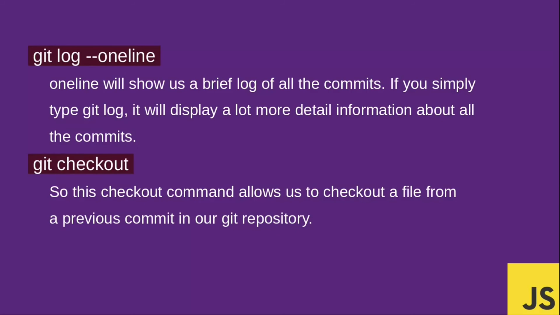Next, we have the git checkout command. This checkout command allows us to check out a file from a previous commit in our Git repository. As we saw in the diagram, we can move from the Git repository, or the Git directory on our local machine, and check out the file from there to the staging area, and from the staging area to our working directory. Of course, because you may want to revert back to a previous version, so you always have a way to do that.